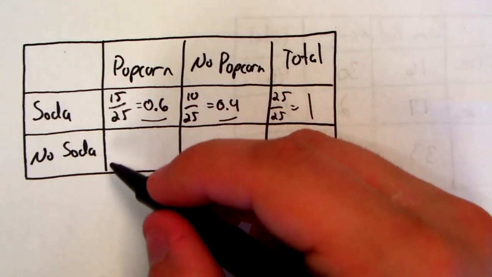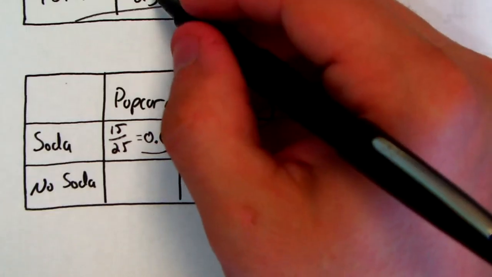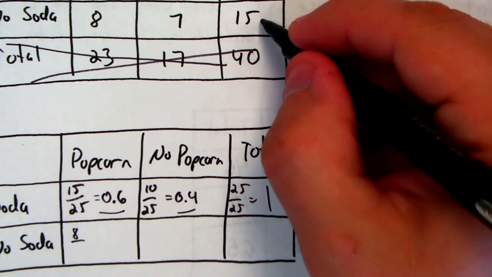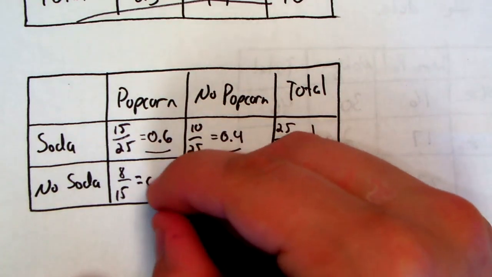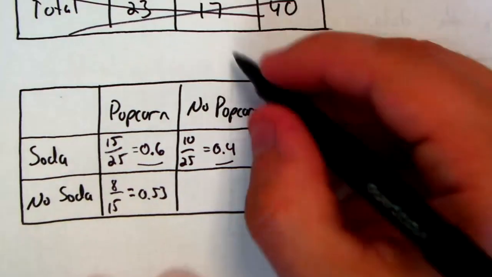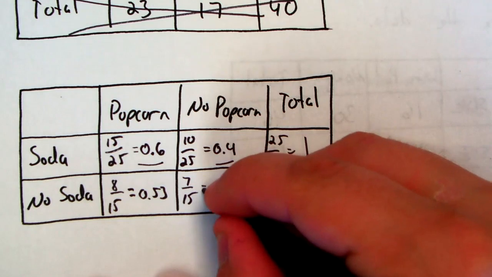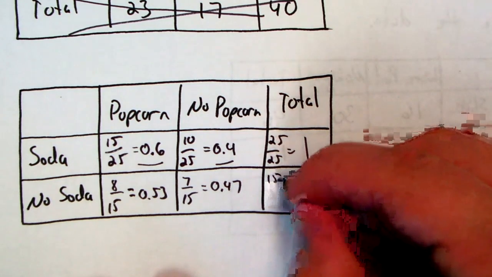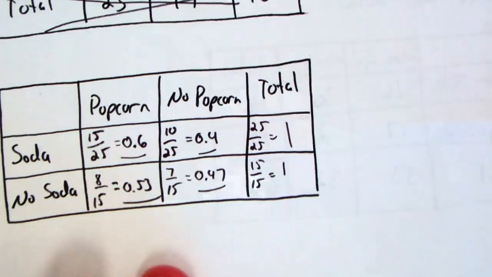Going down the no soda path, 8 people did not want soda, but wanted popcorn. And there were 15 total that did not get soda. So 8 out of 15, and that's going to be about 0.53. And then there were 7 that did not want soda or popcorn. And that's going to be about 0.47. And of course, 15 over 15 is equal to 1. Again, this number and this number should equal 1.